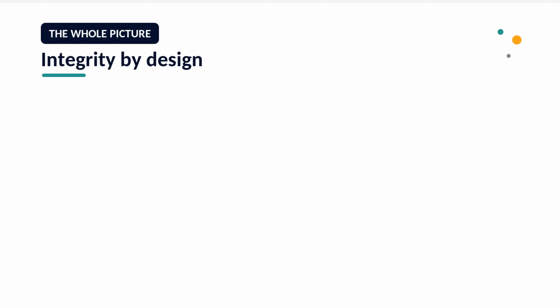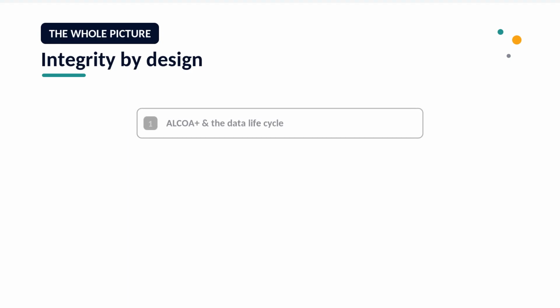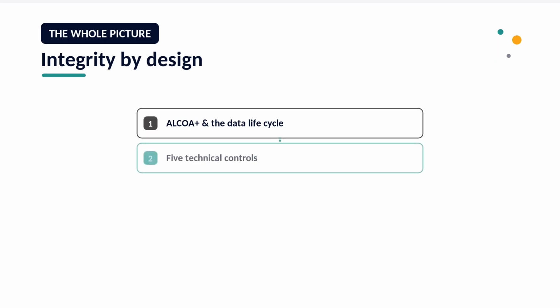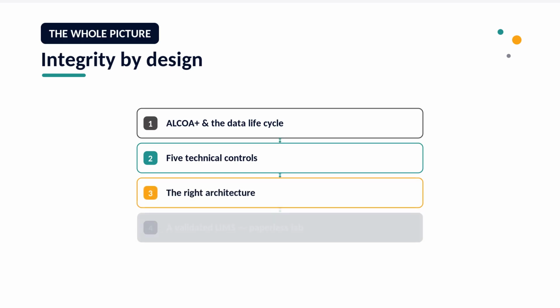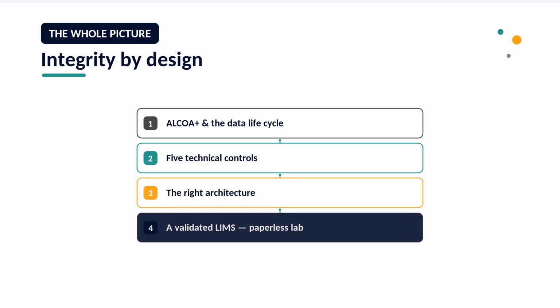Data integrity isn't paperwork after the science. It's part of the science. It starts with ALCOA Plus and the data lifecycle. It's protected by 5 technical controls. It's made the default by the right architecture. And it's completed by a validated LIMS that runs the paperless lab.